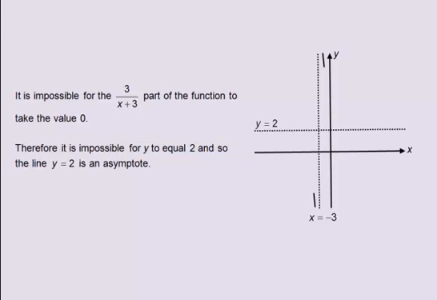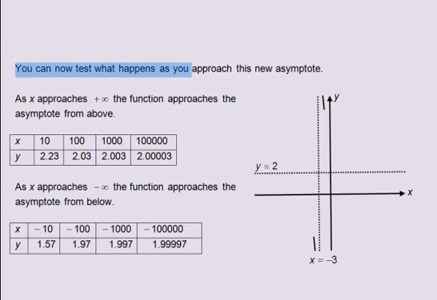Mark it on your sketch. You can now test what happens as you approach this new asymptote. As x approaches plus infinity, the function approaches an asymptote from above. When x is equal to 10, y is equal to 2.23. When x is equal to 100, y is equal to 2.03. When x is equal to 1000, y is equal to 2.003.